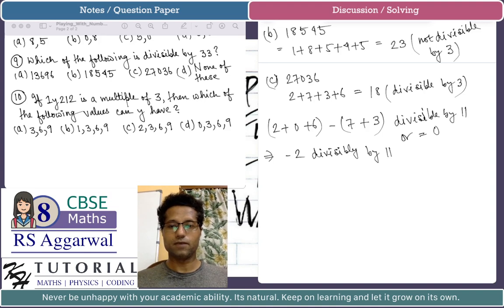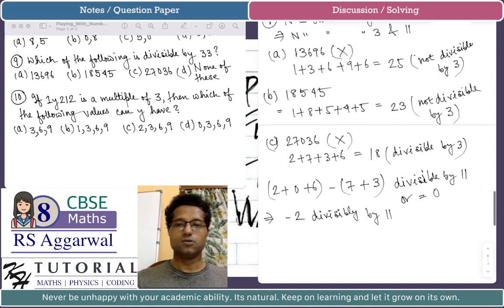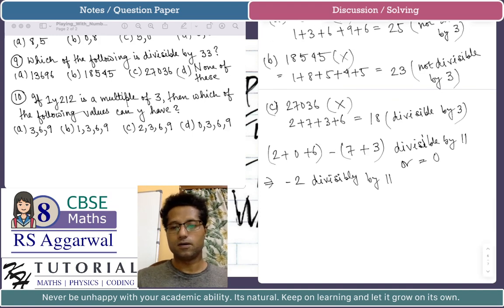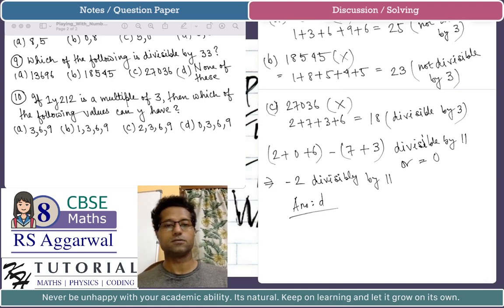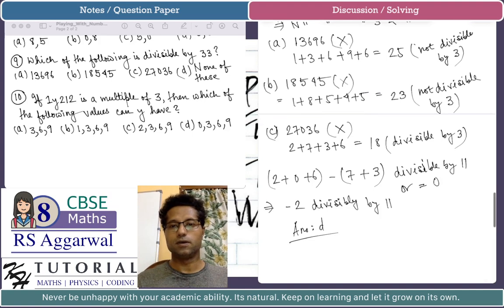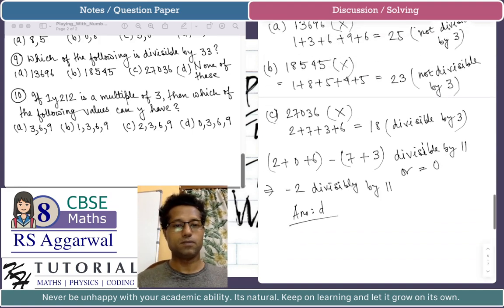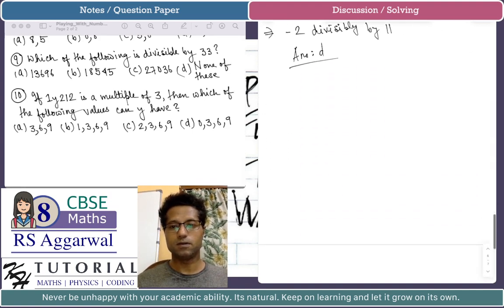So we are getting that minus 2 is not divisible by 11. So even though this number is divisible by 3, it is not divisible by 11, and hence we can say that this number is not divisible by 33. So none of the numbers is divisible by 33. So the correct choice is D. D is the correct choice, none of these. Okay. Let's do the last problem, which is problem number 10.